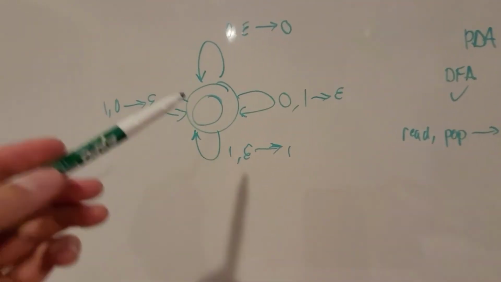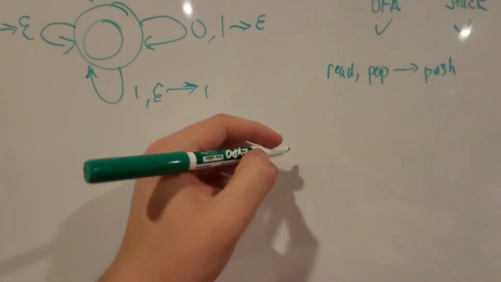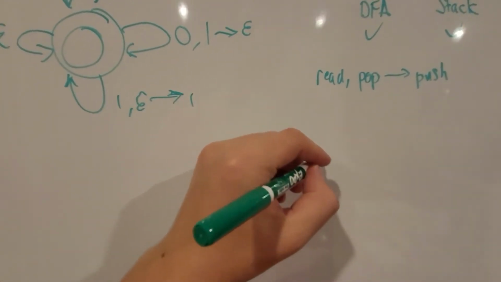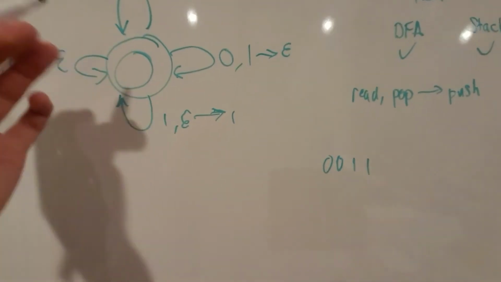So this right here technically is a complete PDA for omega has the same number of 1s and 0s. Because if we have a string, let's say 0, 0, 1, 1, well, how would the stack look?